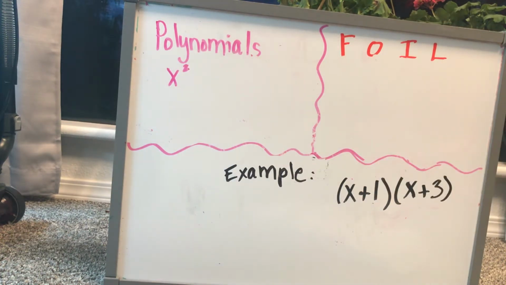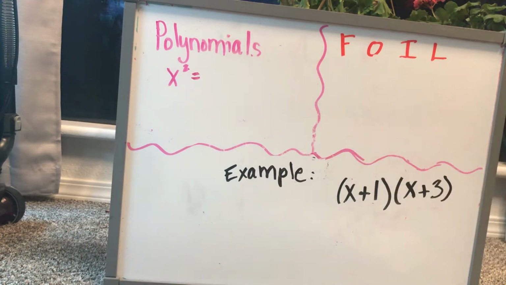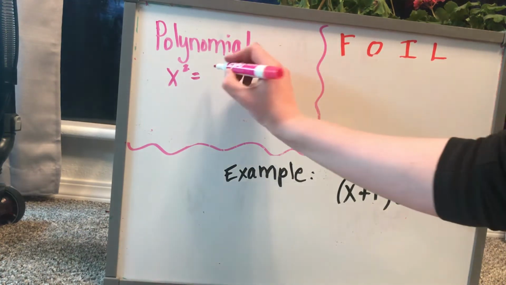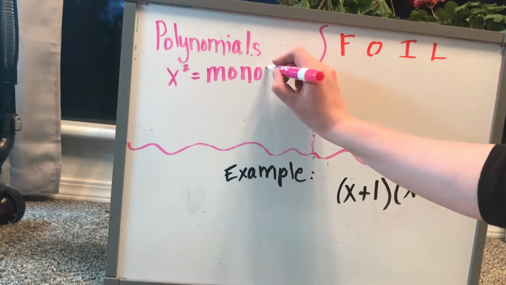There's nothing that we can combine to it. It's all on its own. We just have this one term. So one term is going to stand for monomials. So one term is a monomial.